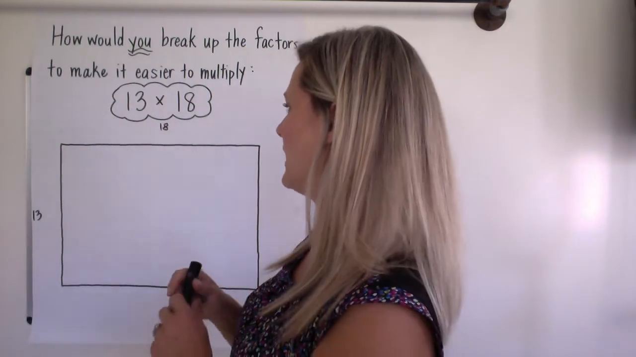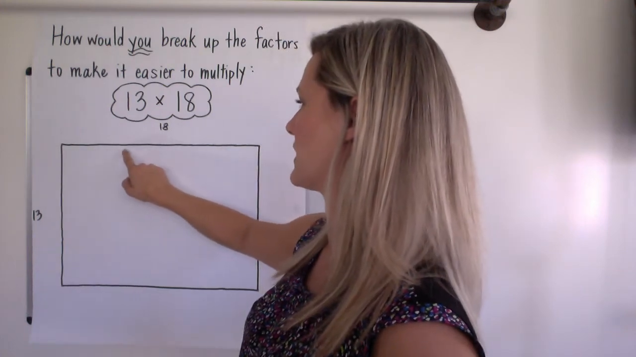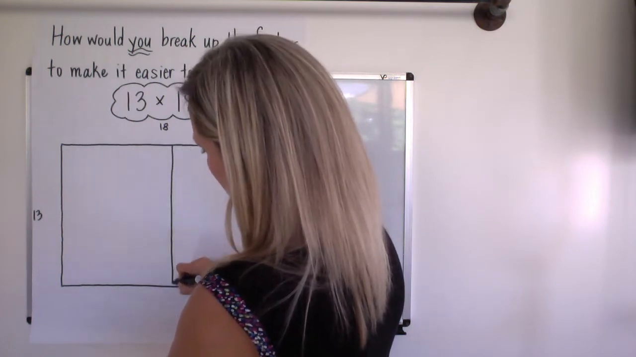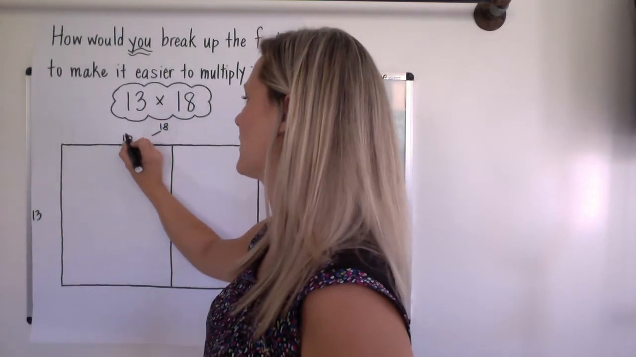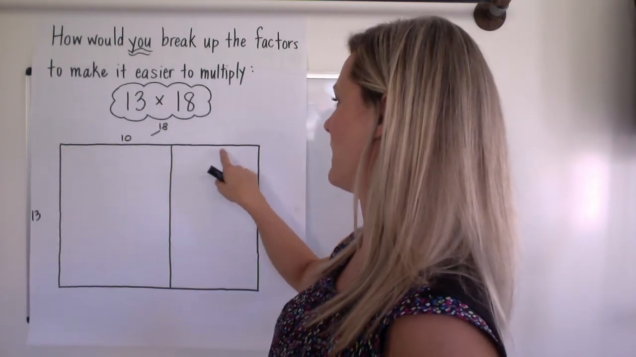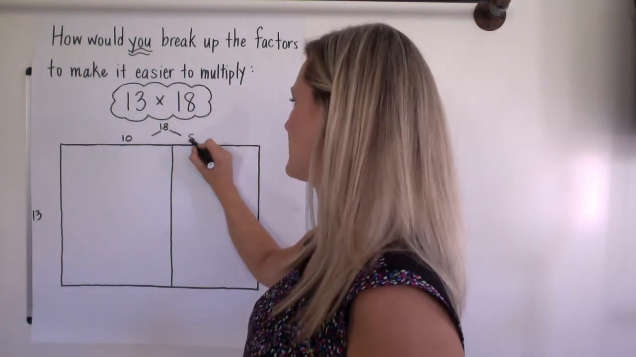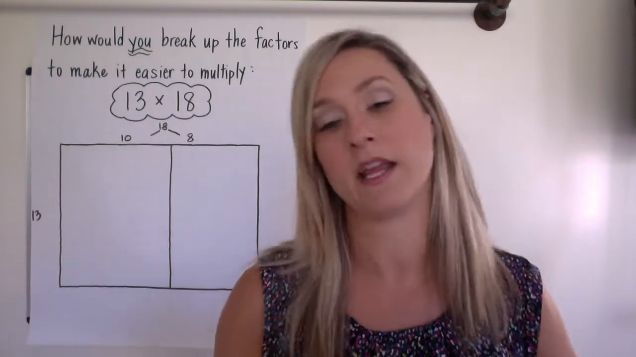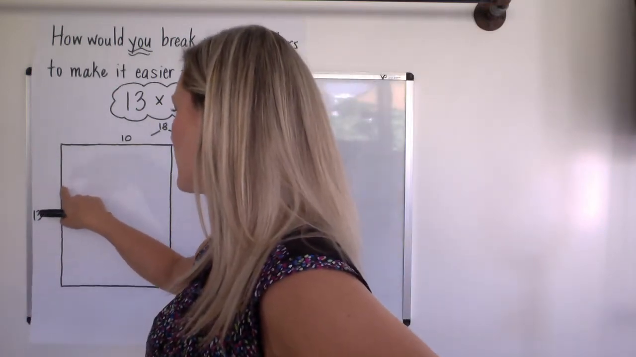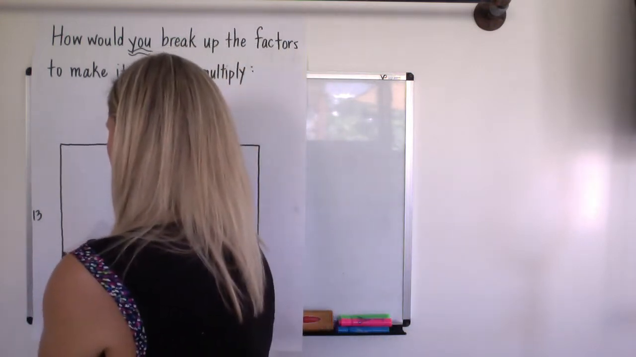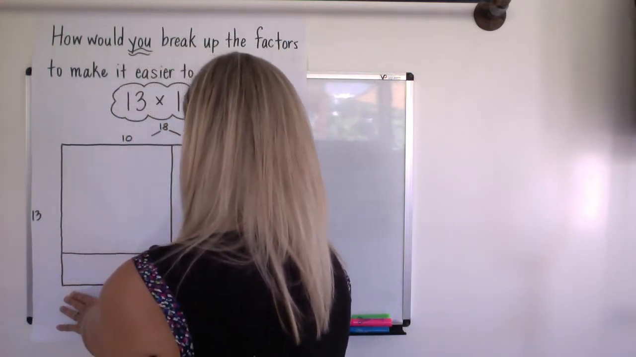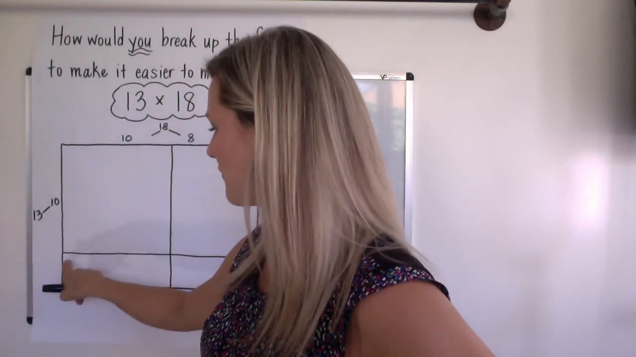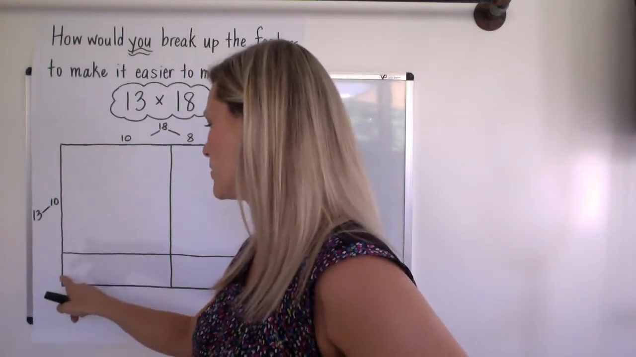All right, so I'm going to break the 18 into a 10. 1, 2, 3, 4, 5, 6, 7, 8, 9, 10. So over here, that's 10, and this is 8. 1, 2, 3, 4, 5, 6, 7, 8. So this side's 8. And now I'm going to break up my 13. So I'm going to break my 13 also into a 10 and then 3 more. 1, 2, 3, 4, 5, 6, 7, 8, 9, 10. Okay, so I've got 10 up there and then a row of 3 rows, excuse me. 1, 2, 3.